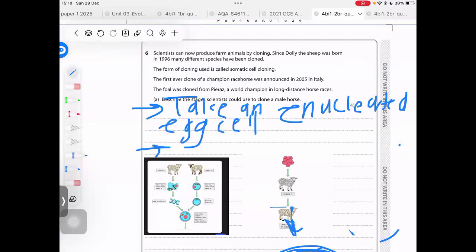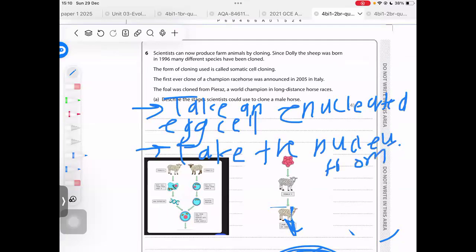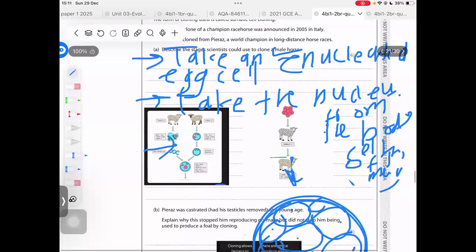Then the second point is take the nucleus from the body cell of the male host, of this male host. And then you can write down, insert this nucleus into the egg cell. That is the next point.